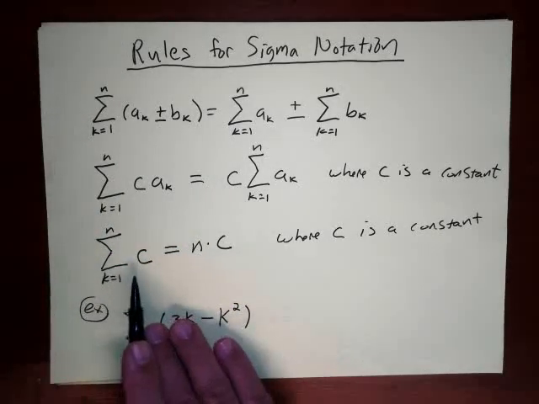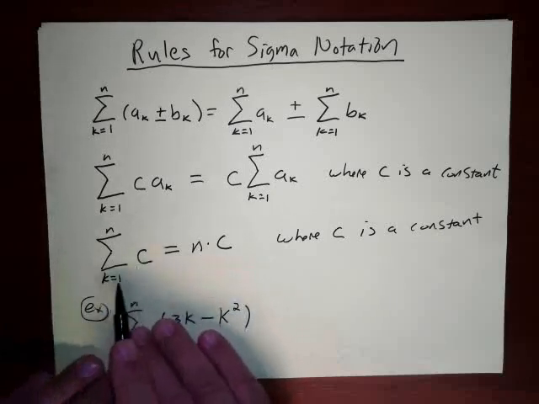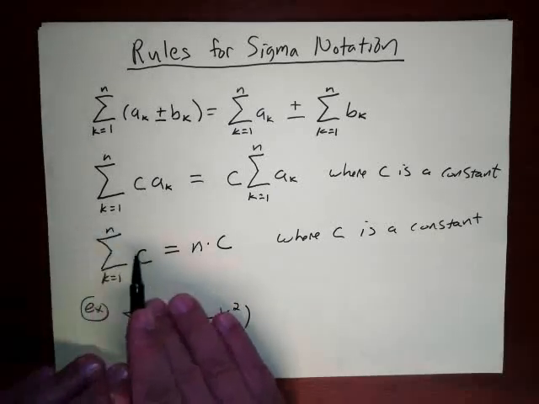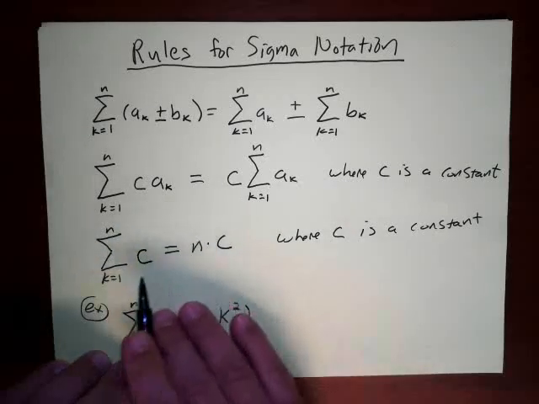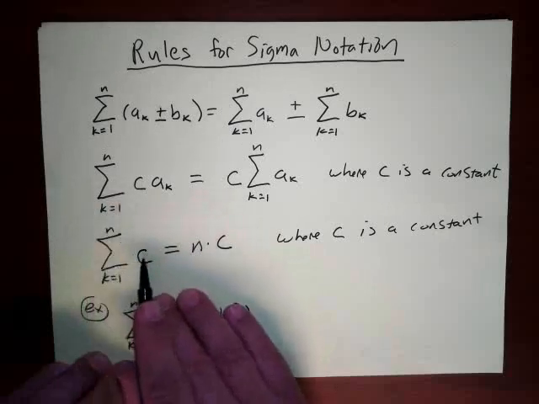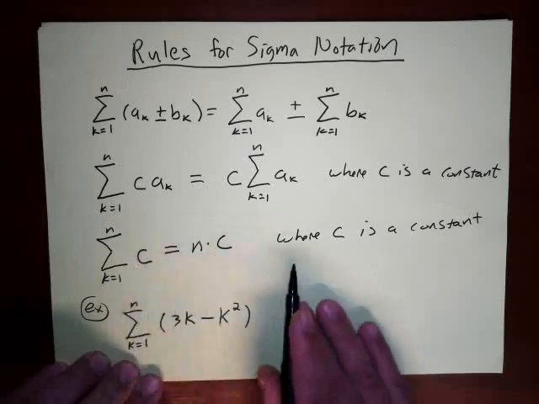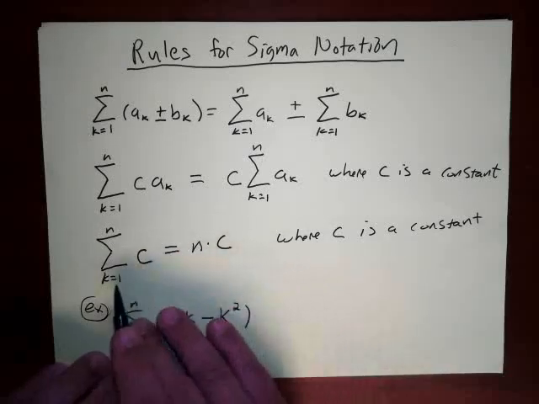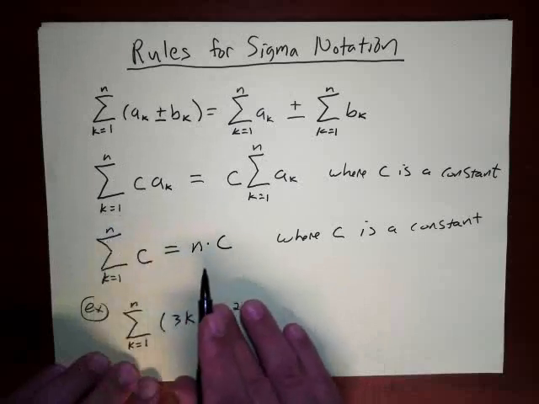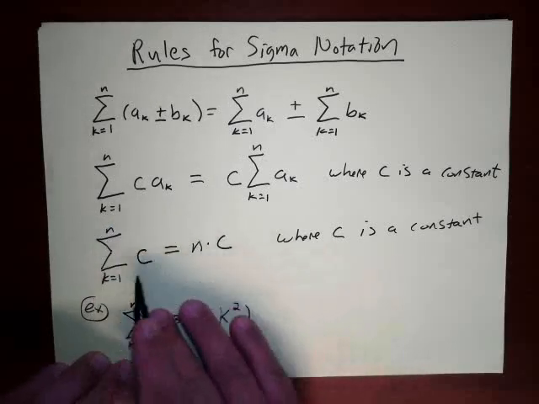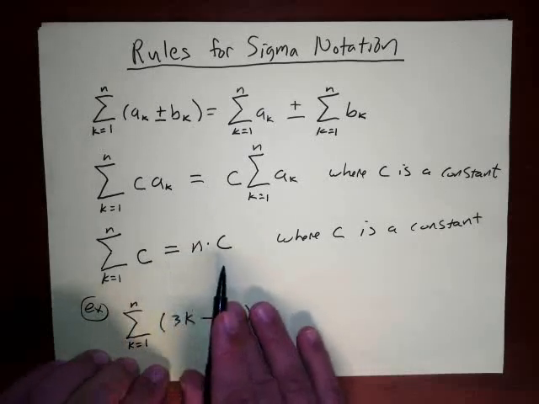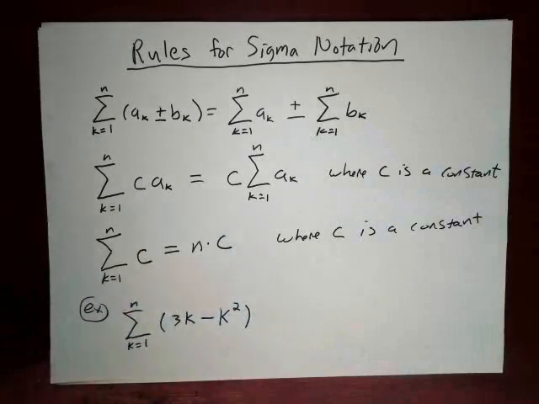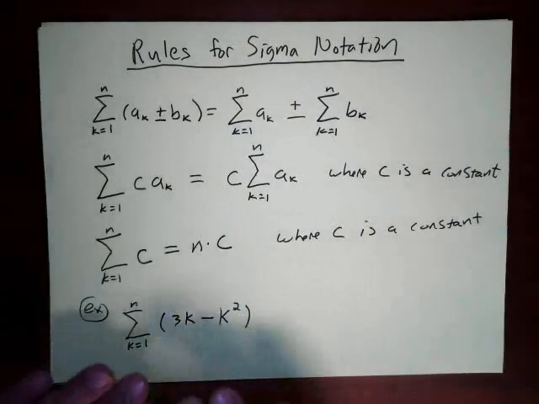And then this one here is the sum as k goes from 1 to n of some constant c. This is like the one we did in the last video, where I had k equals 1 to 4 of pi over 2, and pi over 2 was a constant, so we just added it together 4 times. So if it's 1 to n, you add c together n times, and you can find this by taking n times c, and the product gives you the sum.